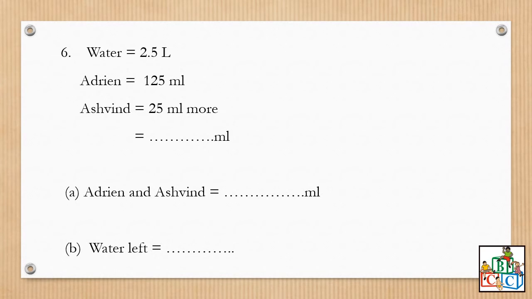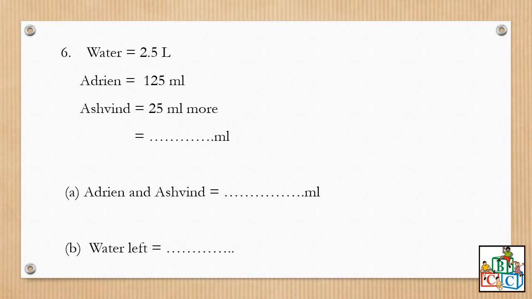Okay, now for number 6. The bottle of water contains 2.5 liters. Adrian is going to drink 125 milliliters and Ashwin 25 milliliters more than Adrian. So how much is Ashwin going to drink? You will write your answer in milliliters. Then for part A, how much water do both Adrian and Ashwin drink? You're going to calculate both. You write your answer, then how much water is left.